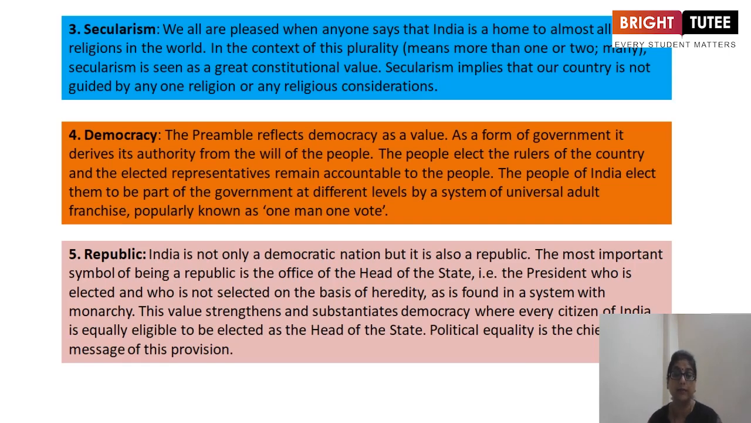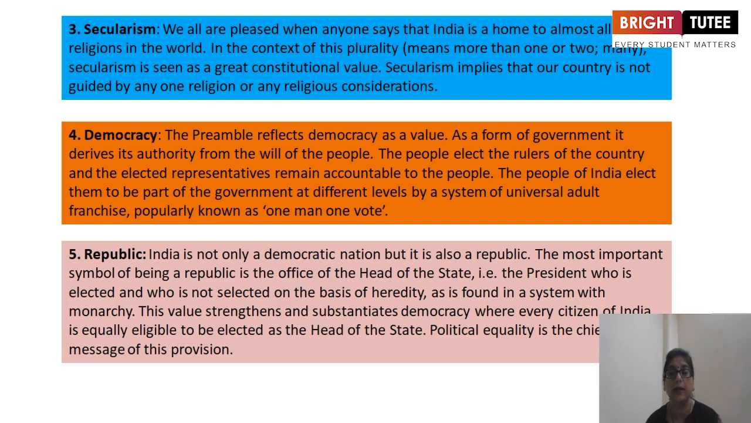Now, secularism. We are all pleased when anyone says that India is home to almost all major religions in the world. And for your knowledge, all religions are equally treated in India. No special status is given to any of the religions. In the context of this, plurality means more than one or two, many. Secularism is seen as a great constitutional value. Secularism implies that our country is not guided by any one religion or any religious consideration, because we have so many religions but no special status is given to any of these.